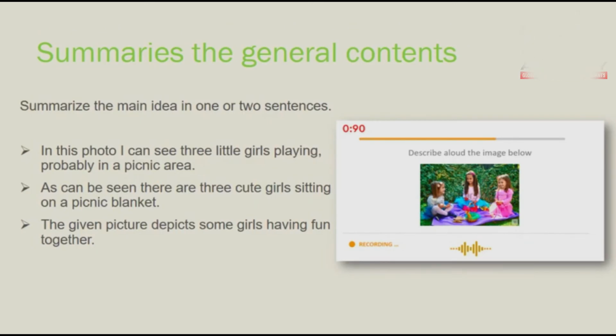Finally, summarize the general contents. Summarize the main idea in 1 or 2 sentences. In this photo, I can see 3 girls are playing, probably in a picnic area. As can be seen, there are 3 cute girls who are sitting on a picnic blanket. The given picture depicts some girls having fun together. So these are some of the examples that you could use and increase your typing speed as well by practicing frequently.